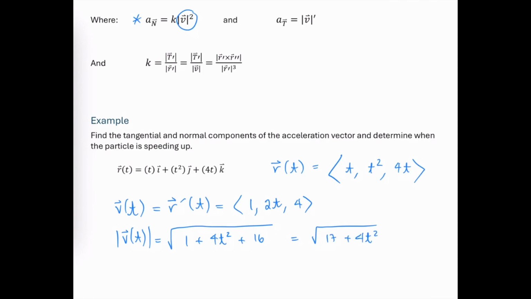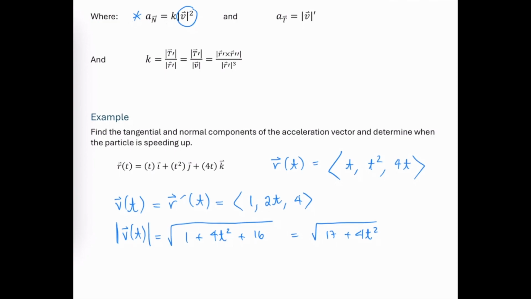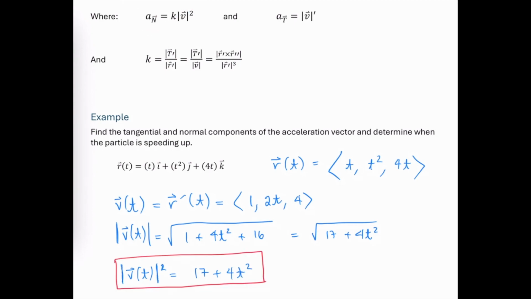Let's make note here that this is not a constant. So it makes sense that the acceleration vector, or the derivative of velocity, is not going to be perpendicular to velocity. This is a changing speed scenario. Continuing with the normal component of acceleration, we now need to square this quantity. So mag v quantity squared is this radical squared, which just ends up being the radicand, 17 plus 4t squared. And this is part of what we need for the normal component of acceleration.